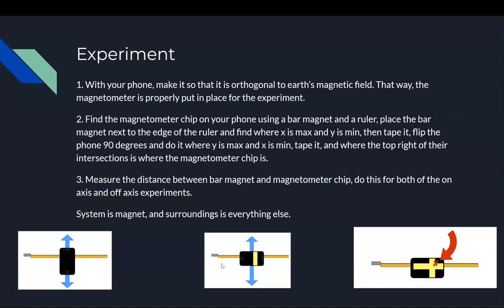Then you need to measure the distance between the end of the bar magnet and the magnetometer chip. Do this for both on and off axis experiments. The system itself is the bar magnet, and the surroundings is everything else for this experiment.